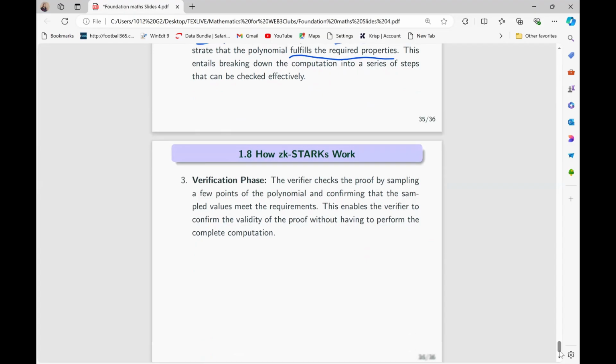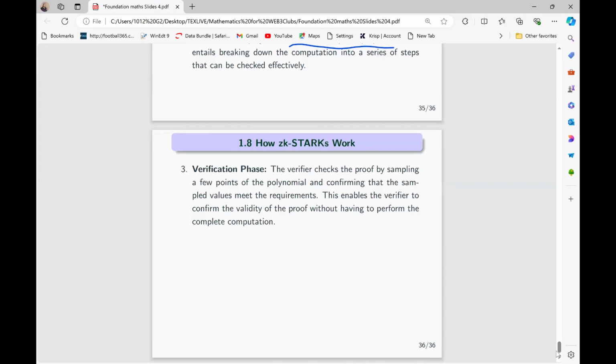The verifier comes in at the verification stage or phase. So the verifier will check the proof by sampling a few points of the polynomial and then confirming that the sampled values meet the requirement. This will assist the verifier to confirm that the proof is valid and therefore the computation is complete, and so the transaction can proceed. So that is how the ZK stacks work.